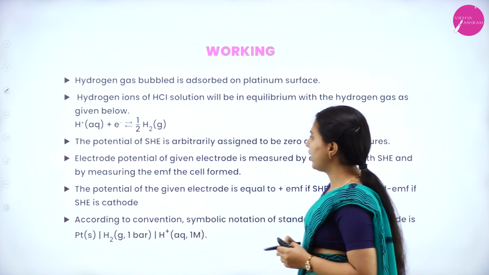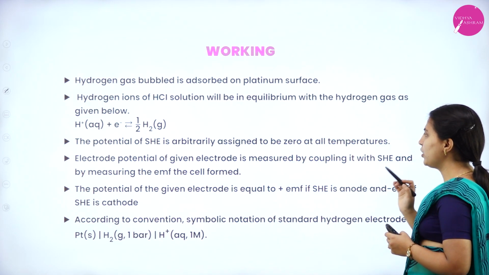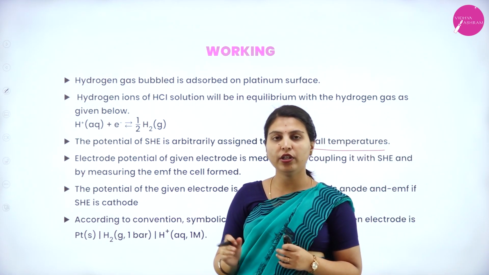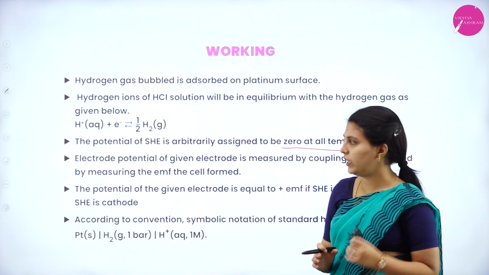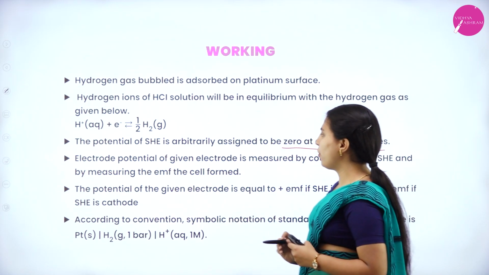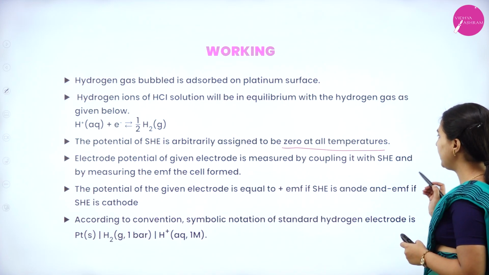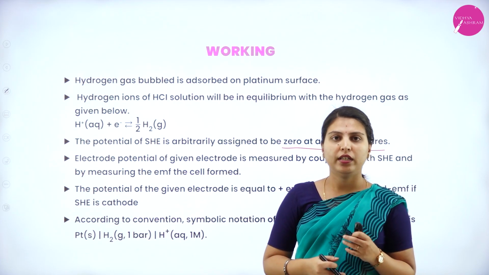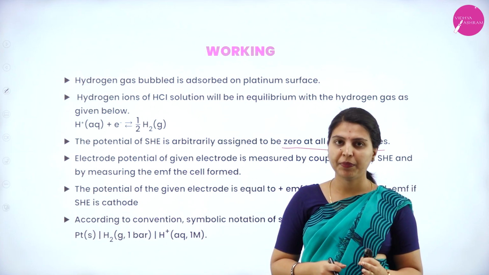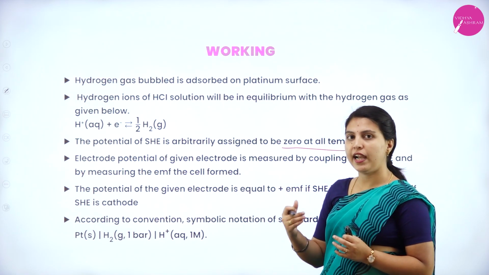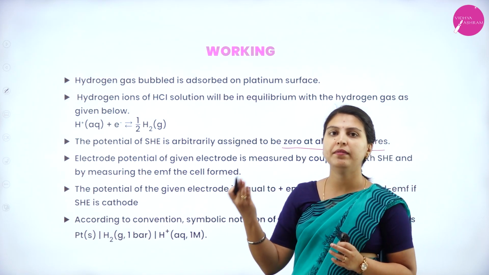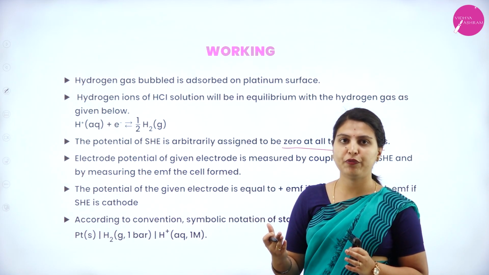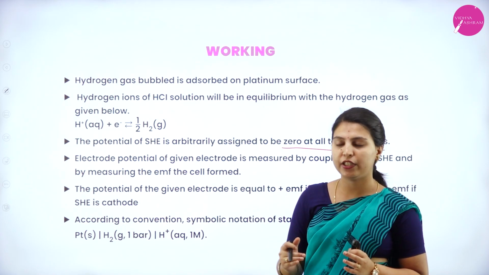The potential of standard hydrogen electrode is arbitrarily assigned to be 0 at all the temperatures. Electrode potential of a given electrode is measured by coupling it with the standard hydrogen electrode and measuring the EMF of the cell formed. Now, the standard hydrogen electrode has been set to 0 at all the temperatures, and the unknown electrode potential has to be measured by coupling with this SHE, and the EMF of the cell formed will be measured.